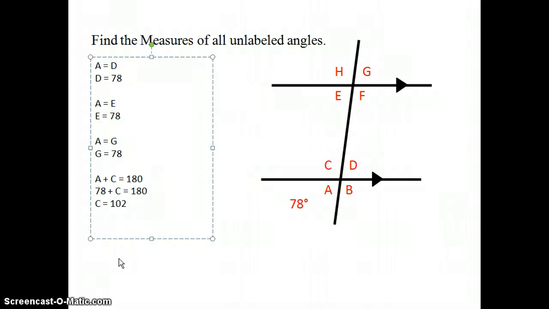Now you should notice that C and B are vertical angles, which means that the measure of angle C will equal the measure of angle B, which means that the measure of angle B will equal 102 degrees. So now we've got all the measures for the bottom block, A, B, C, and D, and we've got the measures for G and E. So we just have to find the measures for angle H and F.